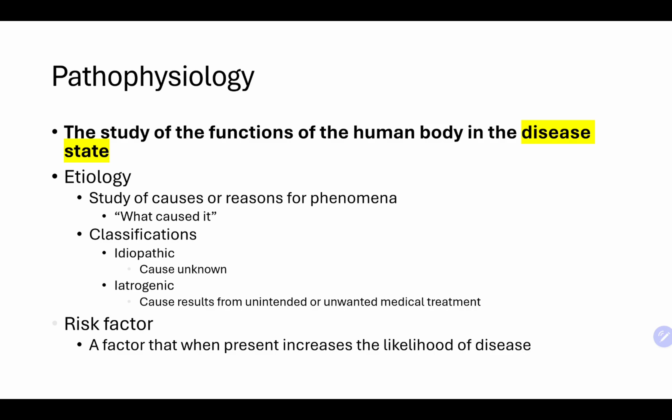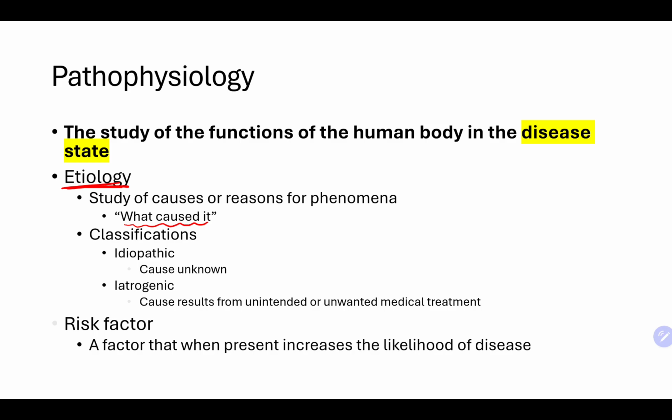So when we look at the framework of pathology, you have to understand etiology, right? So etiology is basically the study of the cause or the reason of the disease. So basically what caused it, right? That's what we're talking about when we're looking at etiology.